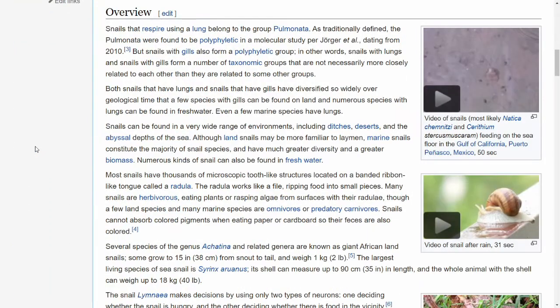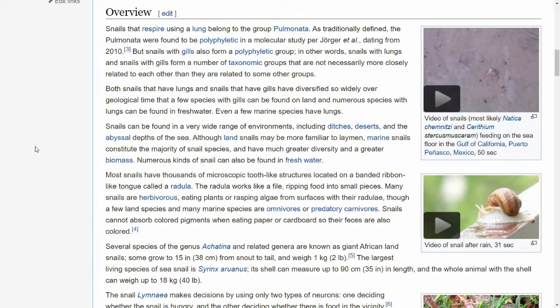I don't know. Overview. Snails that respire using a lung belong to the group Pulmonata. As traditionally defined, the Pulmonata were found to be polyphyletic in a molecular study by Jörger et al., dating from 2010. But snails with gills also form a polyphyletic group. In other words, snails with lungs and snails with gills form a number of taxonomic groups that are not necessarily more closely related to each other than they are related to some other groups. Okay, so basically they're just the same. They've got a lot in common. They're bros.